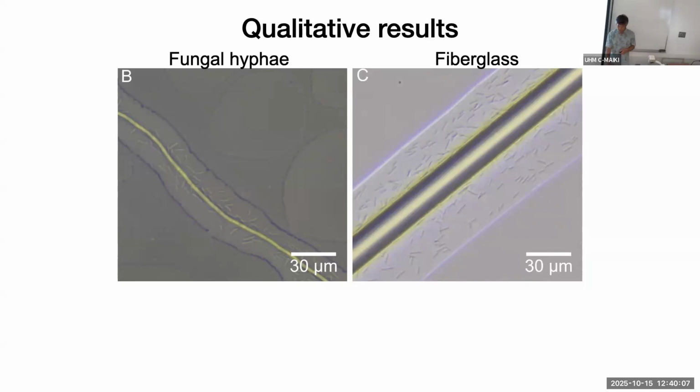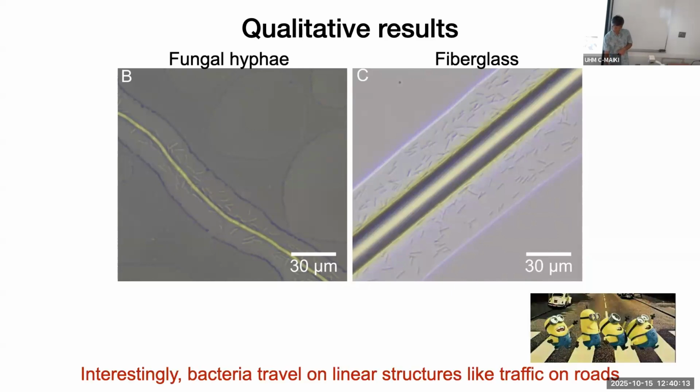It's as though they like to move along these structures, like traffic on roads on a freeway. So these are qualitative observations that we made. Initially, we wanted to quantify whether they really are lining up along these structures. But before that, this was very surprising to me.